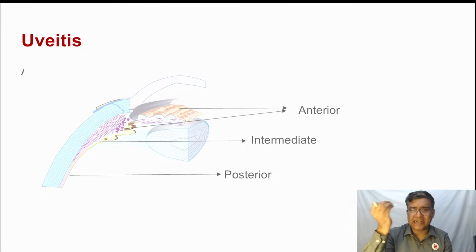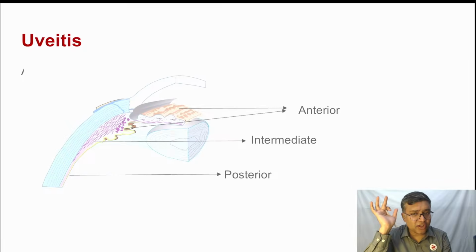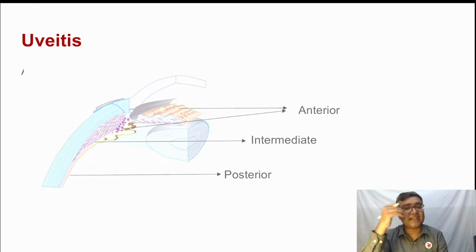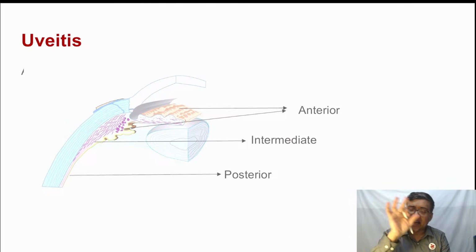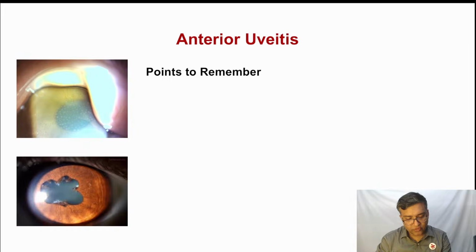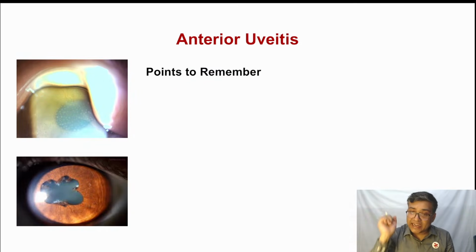So you can have an anterior uveitis where your iris and the anterior part of the ciliary body is involved, and then you have a pars plana involvement, that is called intermediate uveitis, and if you have a choroidal involvement, that is called your posterior uveitis. Now let us learn about a few important points regarding the anterior uveitis.